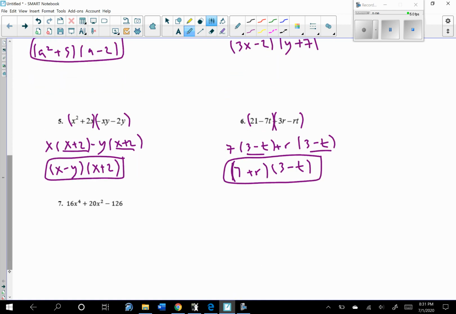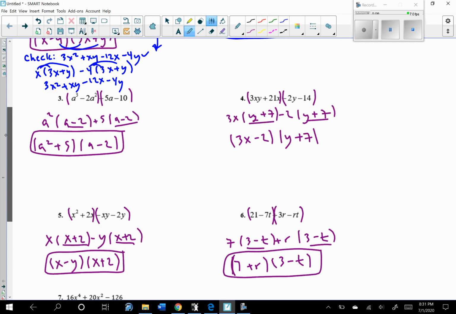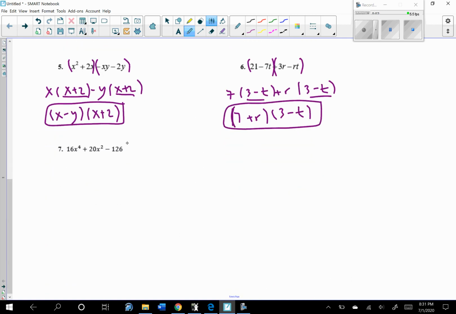So looking at question number 7, notice it's different than the ones that we were just doing. This does not have 4 terms, so that factor by grouping is for when you have 4 or more terms, which I didn't say earlier. If you do not have 4 or more terms, then you use your factoring sheet that we have talked about. So that factoring sheet states that if this is 3 terms, then I'm just going to do my trinomial factoring. So with 3 terms, the first thing I look for is the greatest common factor.